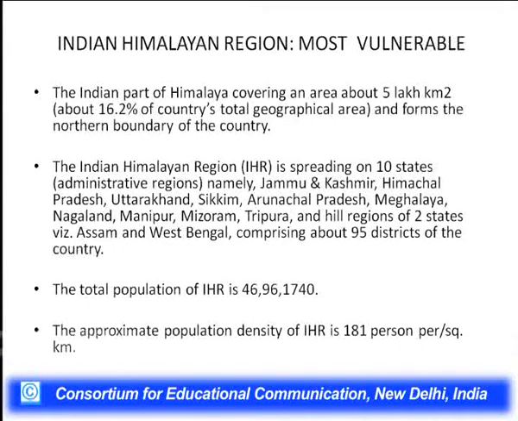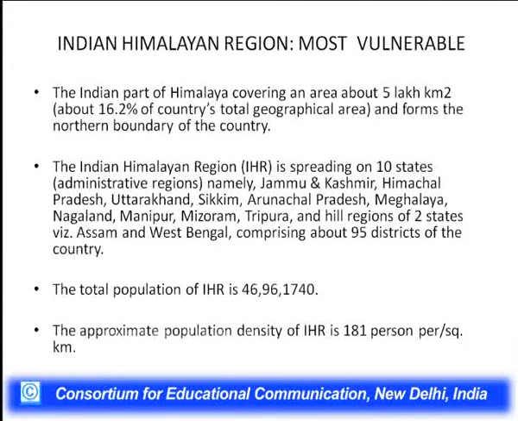The Indian Himalaya consists of 16.2% of the total geographical area of our country and forms the northern boundary. The Indian Himalayan region spreads over 10 states: Jammu and Kashmir, Himachal Pradesh, Uttarakhand, Sikkim, Arunachal Pradesh, Meghalaya, Nagaland, Manipur, Mizoram, Tripura, and hill regions of two states, Assam and West Bengal, comprising about 95 districts of the country. The total population of the Indian Himalayan region is almost 46 million.